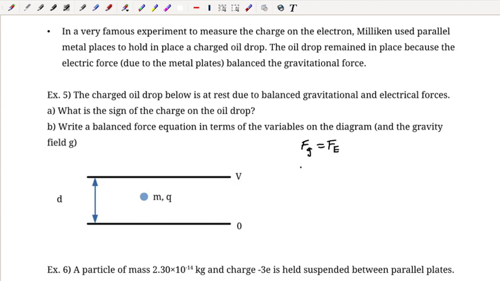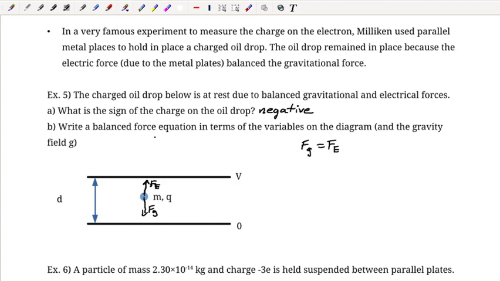Well, if I think about what direction each of these forces has to go in order to balance each other, they must be in opposite directions. So I know that the force of gravity must be downward. It's always downward. And in order to balance that, my electric force must be upward. And in order for my electric force to be upward, whatever charge I've got is being attracted to my positive plate, repelled by my negative plate. And what kind of charge is attracted to a positive plate? Well, opposites attract. The sign of the charge must be negative.